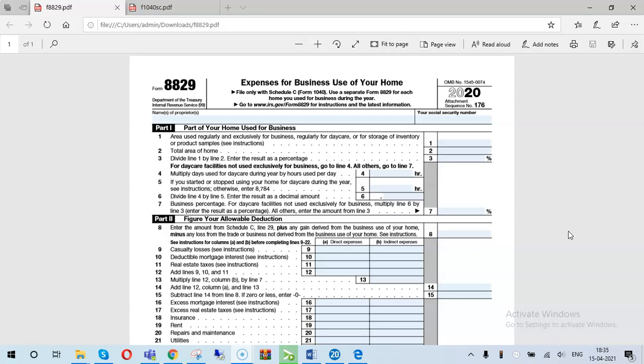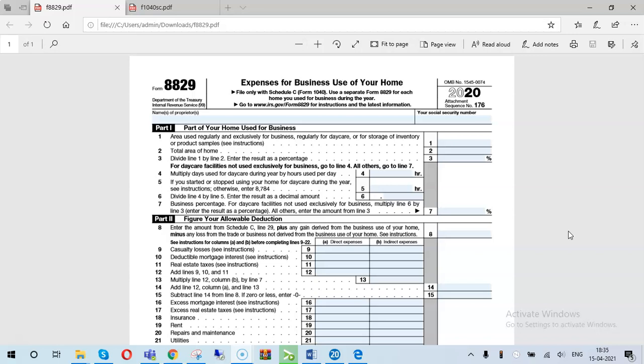Your home office will qualify as your principal place of business if you meet the following requirements. A. If you use it exclusively and regularly for administrative or management activities of your trade or business. B. If you have no other fixed location where you conduct substantial administrative or management activities of your trade or business.